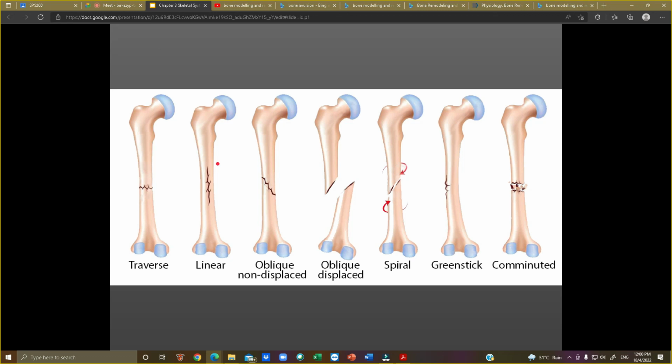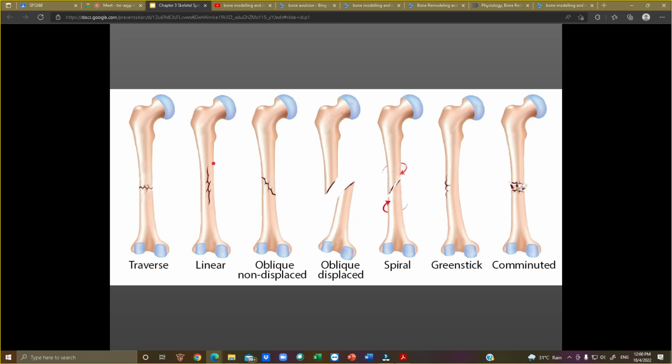Okay. When we talk about healing of this one, okay, kalau kata macam linear ni kan, not a complete displace. Macam ni, transverse complete, linear not complete, oblique non-displaced, there are still part will still attach. Oblique displaced means complete. For those complete, a bone remodel ke model yang akan terjadi dekat sini? What are going to happen here? Is it remodel or is it modeling? Yang mana yang akan terjadi? Modeling ke remodel?